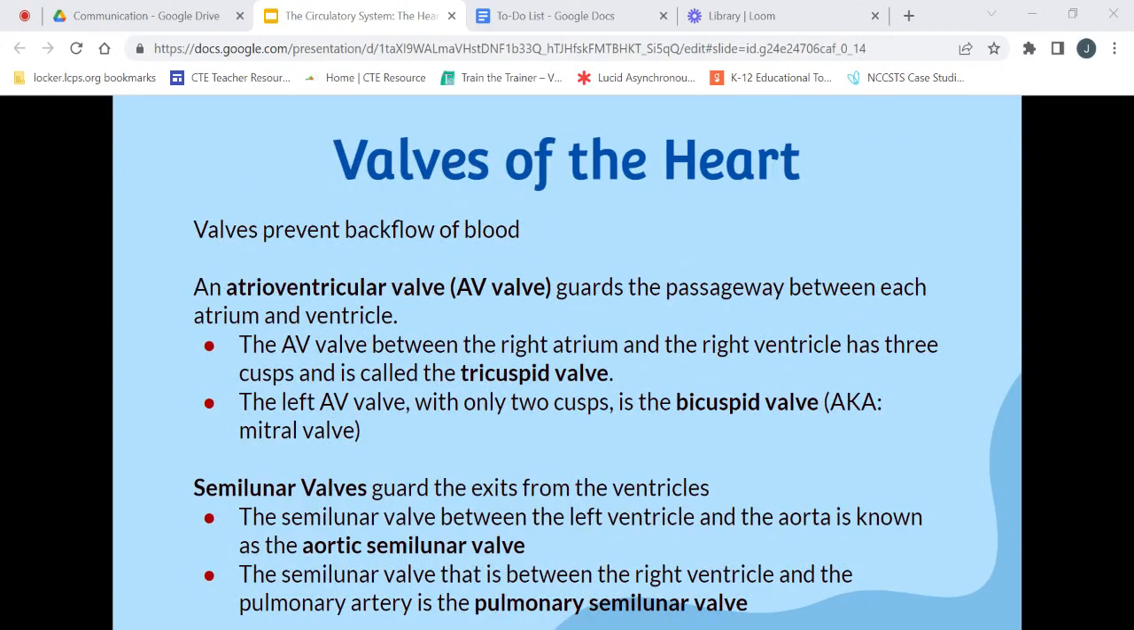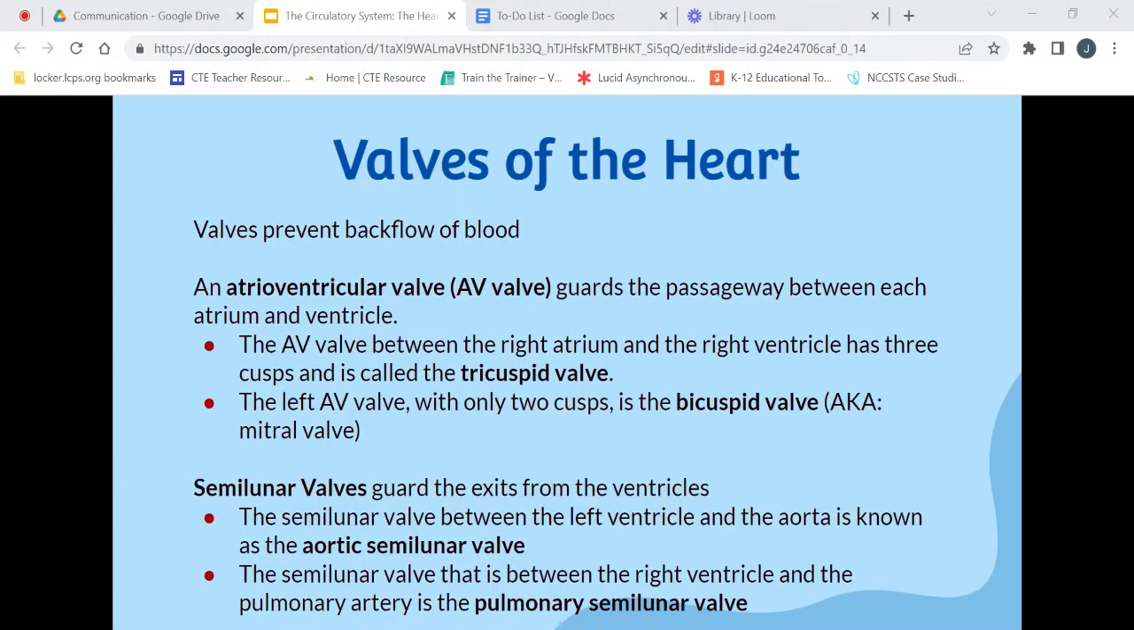Now let's look at the valves of the heart. Valves prevent the backflow of blood. When blood is pumped from either atrium and into the corresponding ventricle, pressure in the ventricle becomes greater than in the atrium. When the atrium relaxes, blood must be prevented from flowing backward into it. The AV valve consists of flaps or cusps of fibrous tissues that protect the heart wall.